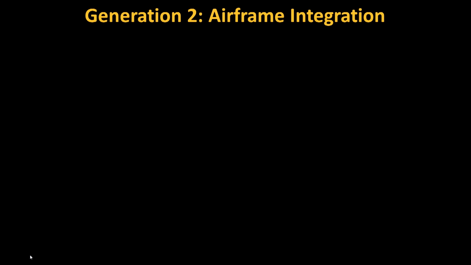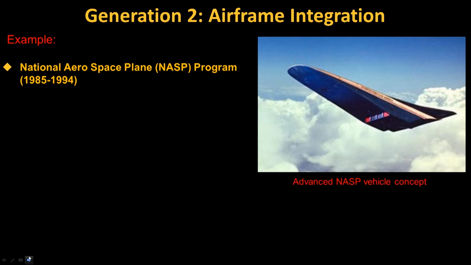The most famous example of an airframe integrated scramjet powered vehicle is the National Aerospace Plane, or NASP. This vehicle was developed by the United States between 1985 and 1994. Here is an artist's impression of quite an advanced concept developed under NASP. It is clearly based on the ideas of airframe integration.